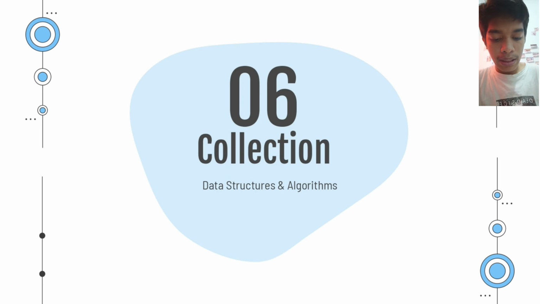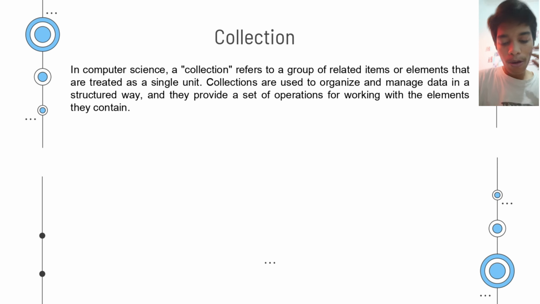Now we're gonna go to the sixth session. It's about collections. Okay, collection. Everyone knows about collections. In computer science, a collection refers to a group of items or elements that are treated as a single unit.